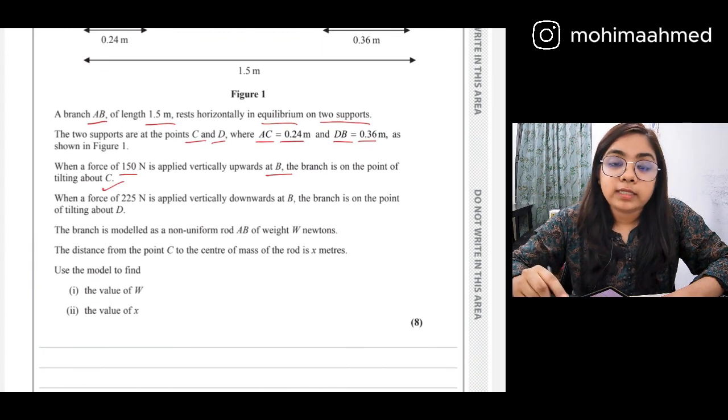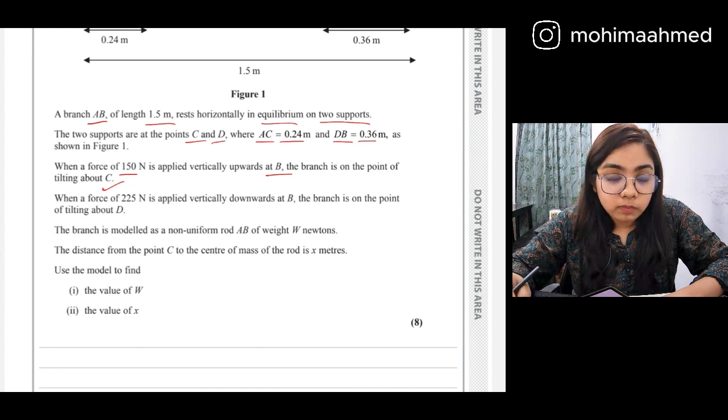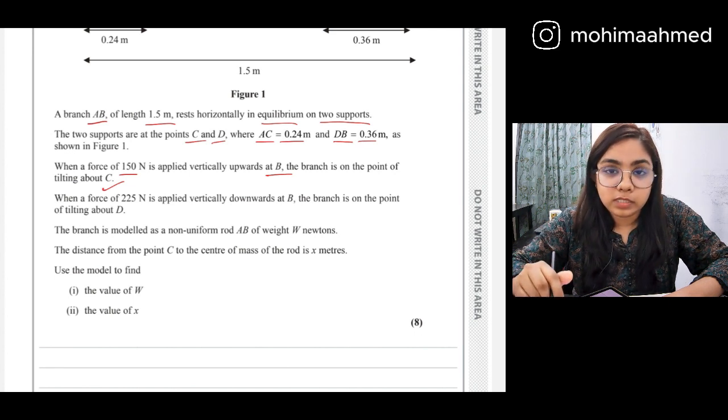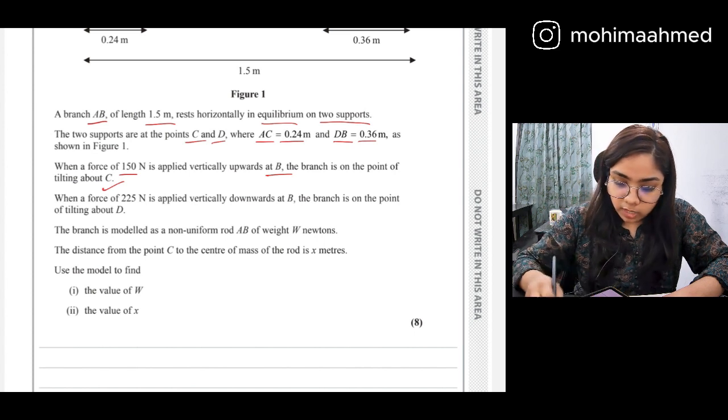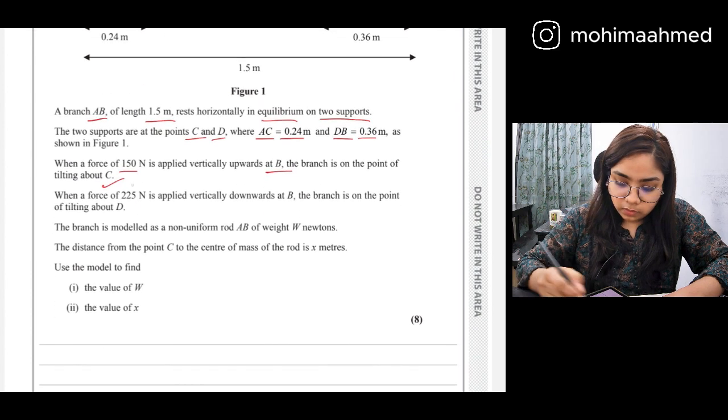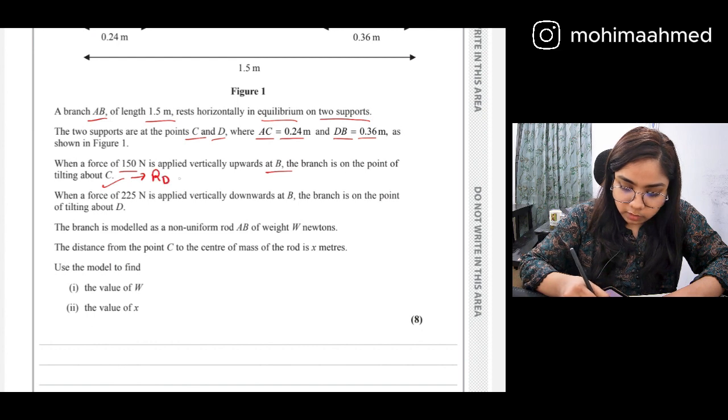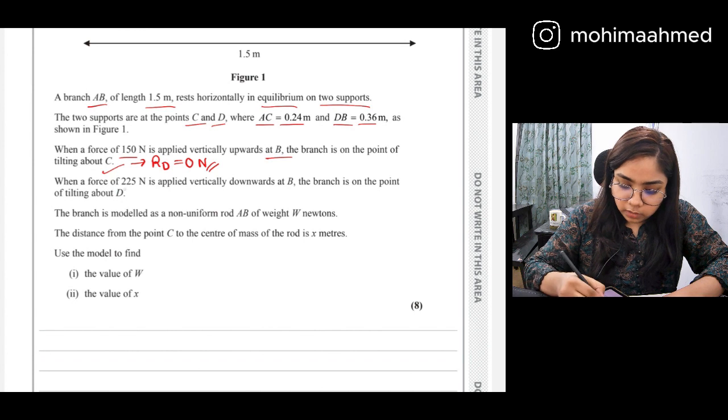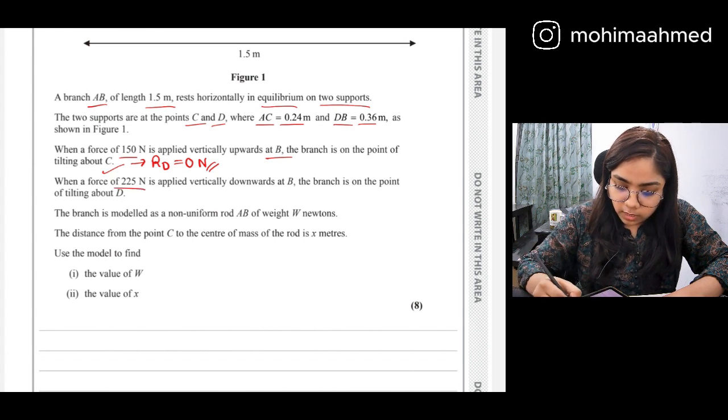Always remember that if it is about to tilt from one point, that means the reaction force from the other point will be 0. In this case, it was about to tilt from point C, which means the reaction force from point D will be 0 Newton. Then, when a force of 225 Newton is applied vertically downward at point B, the branch is on the point of tilting about point D, which means in this situation RC is going to be 0 Newton.